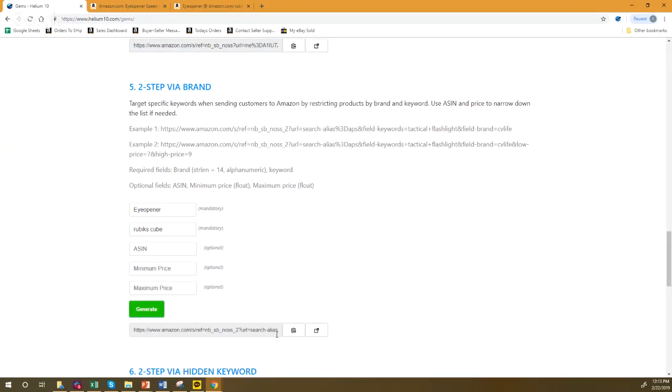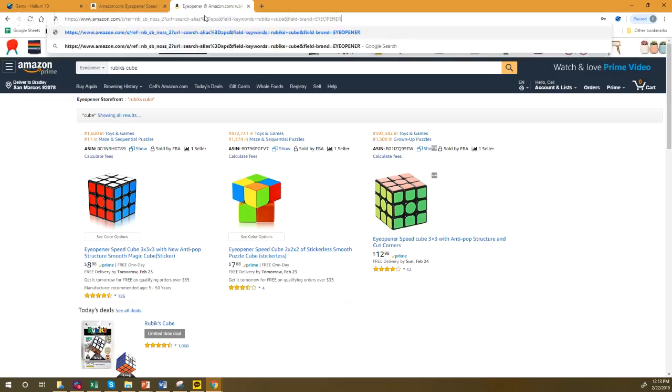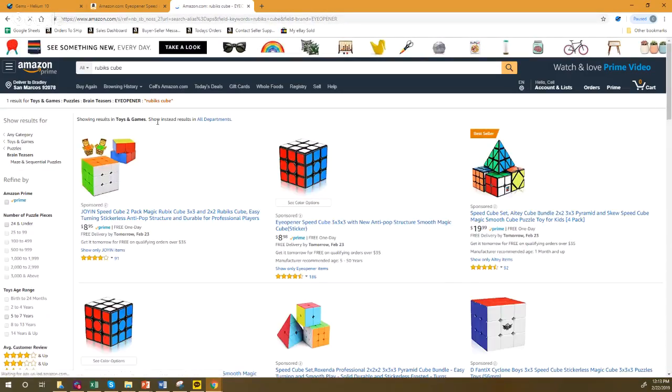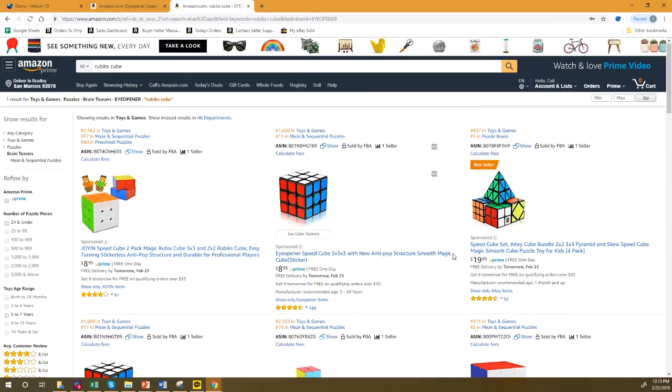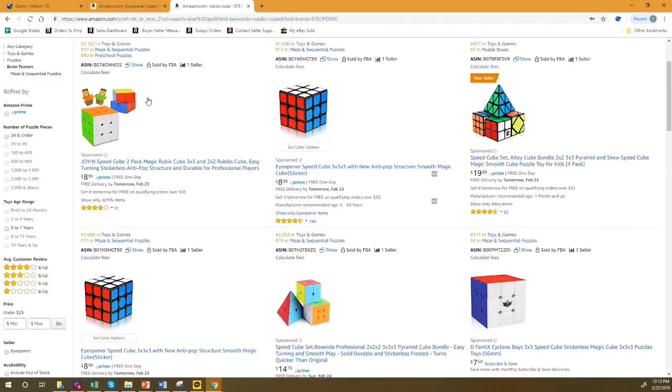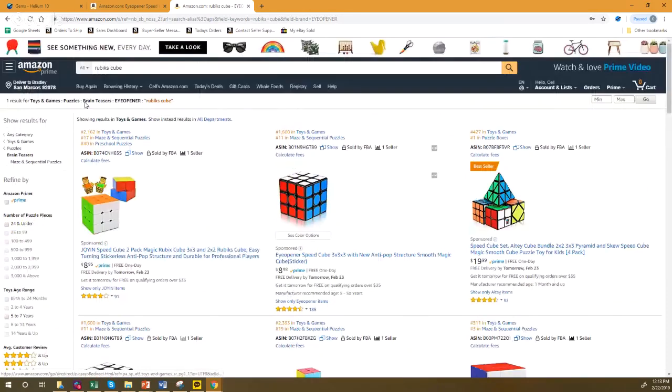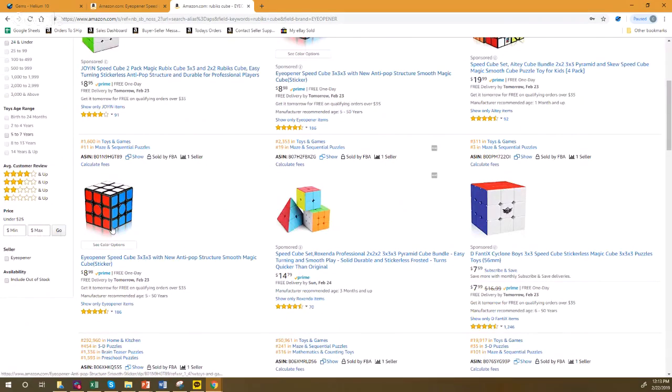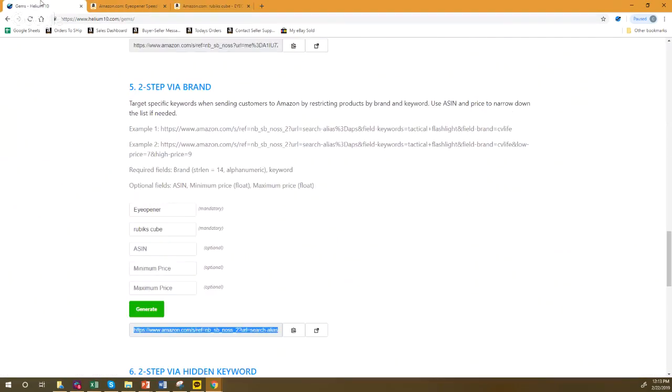Here's the URL. How does this URL look? Let's copy and paste it here. These are sponsored ads, and here is the one right here. If somebody finds this product, they're searching for the brand. You see right here what happened in the URL: under this brand, Eye Opener, I am searching for Rubik's Cube. If I click this, again, this will help my ranking for Rubik's Cube.